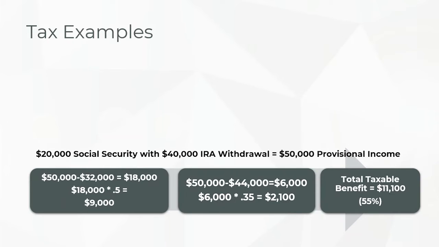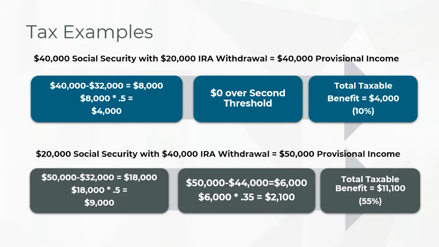We then subtract out the second threshold. We're $6,000 over the second threshold. Multiply that by 35 cents because we already picked up the first 50 cents on step one, and we're $2,100 over there, which means our total taxable Social Security benefit is $11,100. It's only 55%, not 85% of the benefit is taxable in this particular instance.